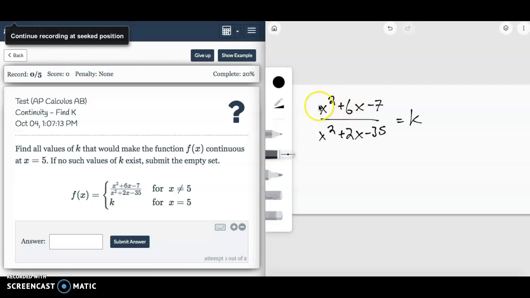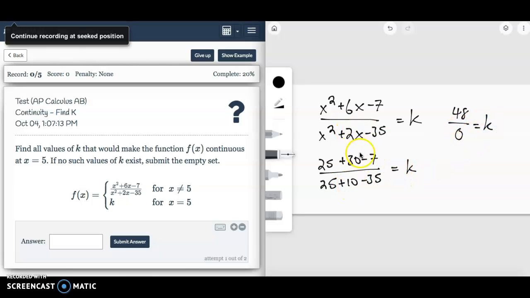The problem is, if I plug in 5 right now, I'd get 25 plus 30 minus 7 up top. And on the bottom, I'd get 25 plus 10 minus 35. Yep, just what I thought. On top we would have 55 minus 7, which would be 48. And then you would get 25 plus 10 is 35 minus 35, 0 on the bottom.